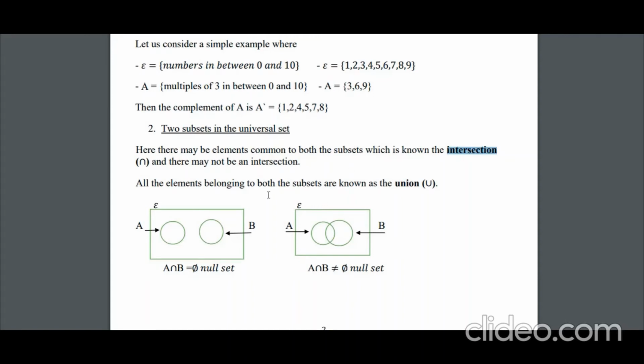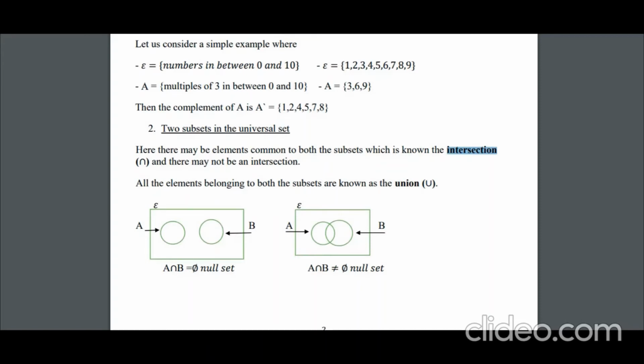So in this case, A intersection B, there are no elements that are common to both A and B. The symbol for intersection is this, and we use this other symbol for union. So A intersection B is a null set. So what is a null set? A null set is a set where the elements are empty. There are no elements. It doesn't mean just 0.